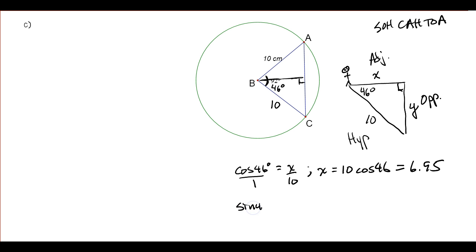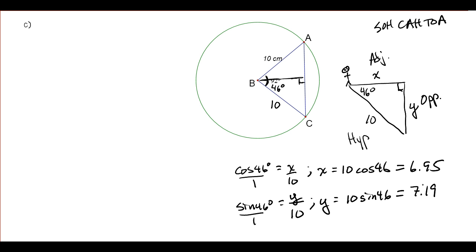And then the y is my opposite, so I'm going to use the sine. So I've got the sine of 46 degrees is equal to y, that's the opposite, over the hypotenuse, which is 10. Again, put that over 1, cross multiply. y is equal to 10 sine 46, which is about 7.19.